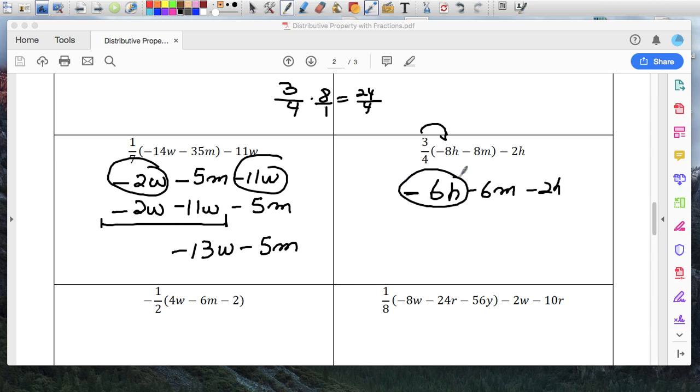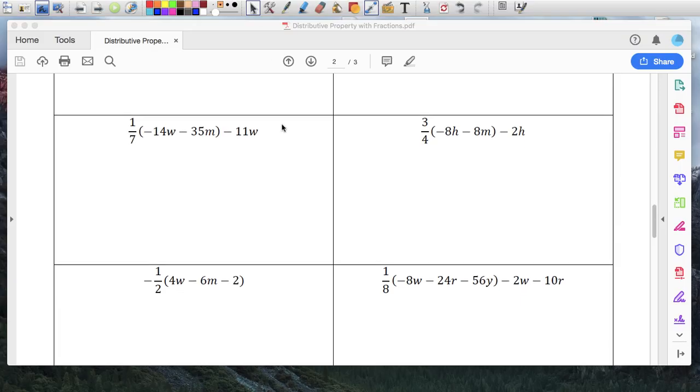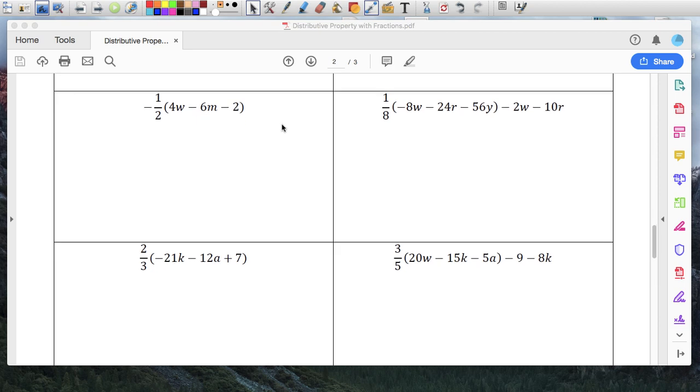We can combine the h's. 6h minus 2h minus 2m. Combine the terms that start here and go all the way to before that minus sign. Negative 6 minus 2 is negative 8h minus 2m.